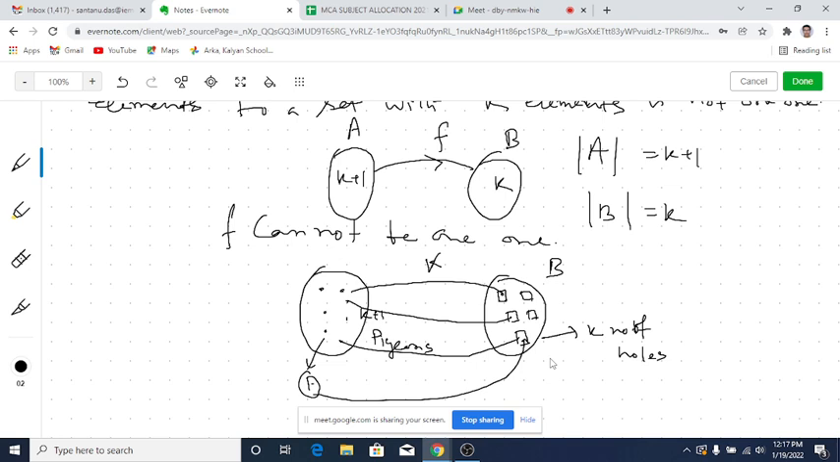So if a domain contains more elements compared to the codomain, then we can't define a function which will be one-one mapping. This problem can be solved with the help of the pigeonhole principle. Was that clear? Have you got it or not?